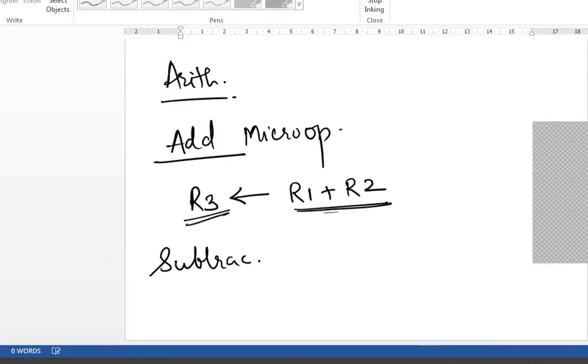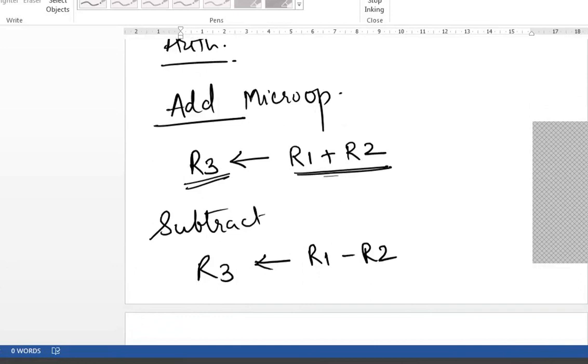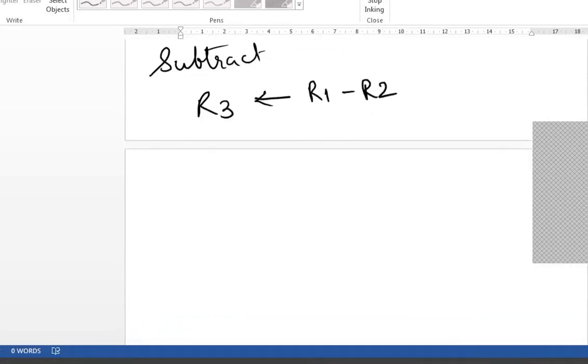What is subtract micro operation? When I write like this, R3 arrow R1 minus R2. But in digital systems, what did we see? How do we carry out subtraction? We carry out subtraction using 2's complement. Majority times we carry out using 2's complement. Only 1's complement is when we want to carry out complement of a number, that's 1's complement. Okay, but subtraction generally is performed in a digital system using 2's complement.